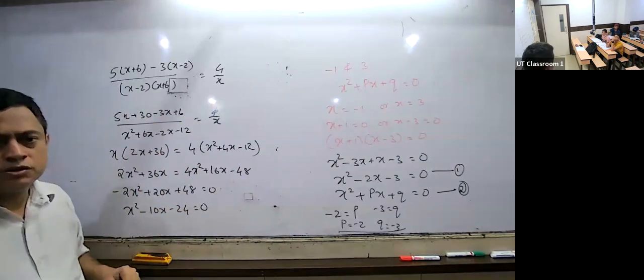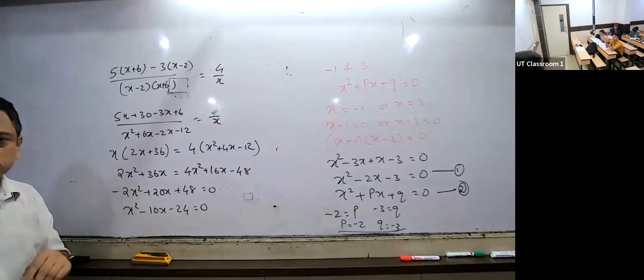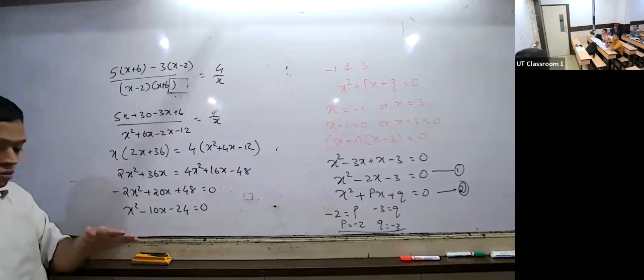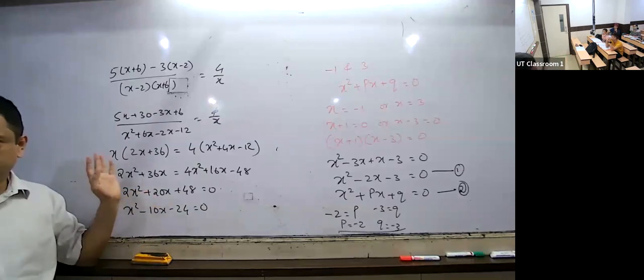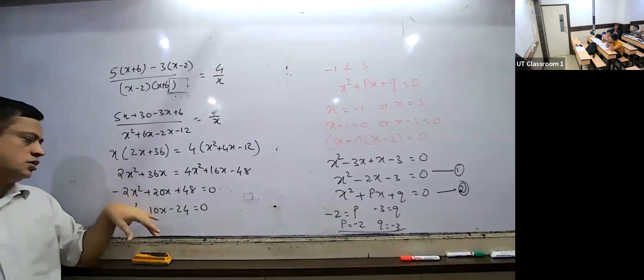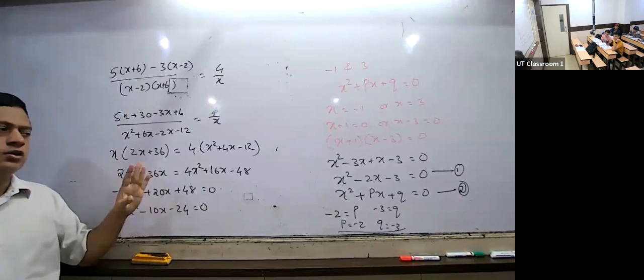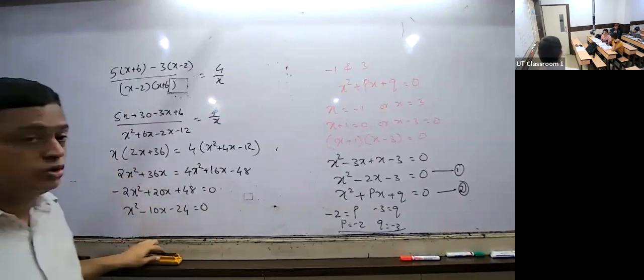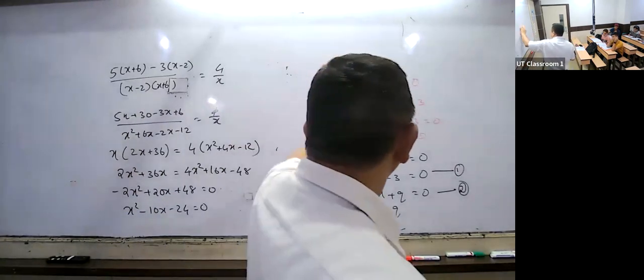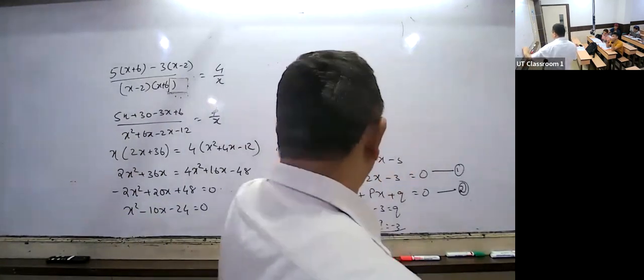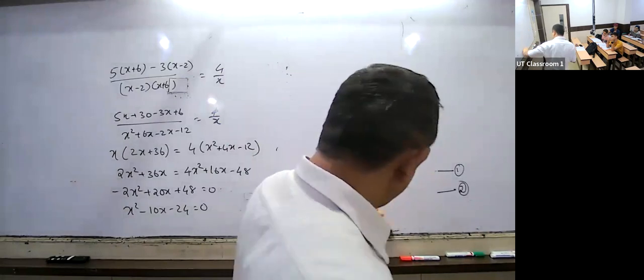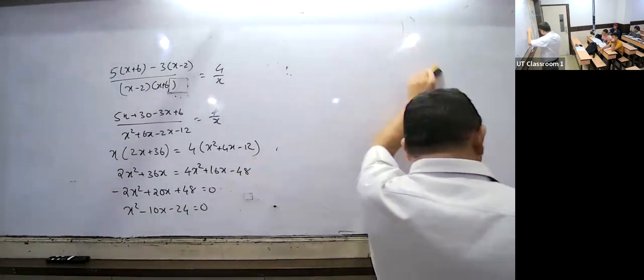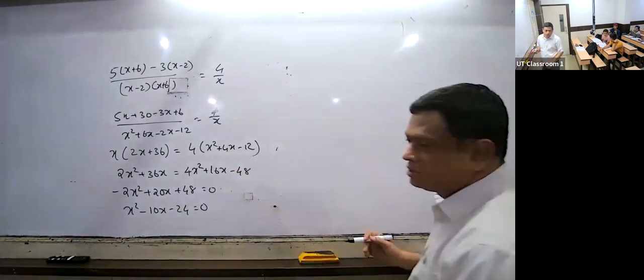Do you know which are the factors? Sir, 12 and 2. Minus 12 and plus 2. Not 6 and 4. Okay, because 24 comes, 6 plus 4 is 10. Very good. Yeah, that is the thing. Be careful, these are the mistakes that commonly happen.